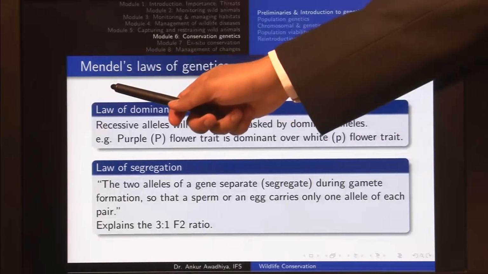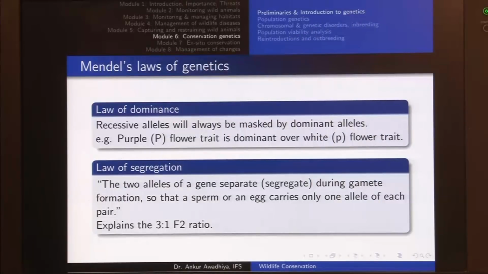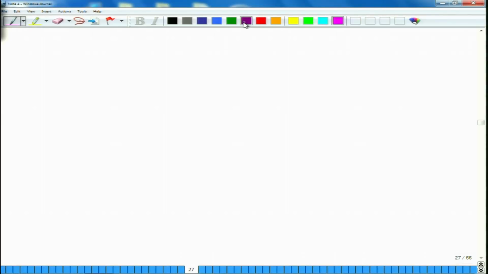Gregor Mendel was an Austrian monk who first figured out the different laws of genetics. So the first law is the law of dominance. Recessive alleles will always be masked by dominant alleles. For example, the purple, capital P flower trait is dominant over the white, or small p, flower trait. Now what it says is that if you have an individual that is capital P, capital P, the first allele is coding for purple, the second allele is also coding for purple. So in this case you get purple flowers.